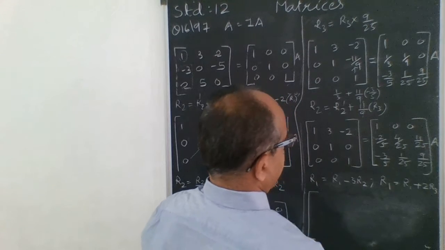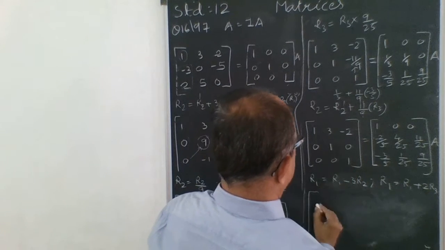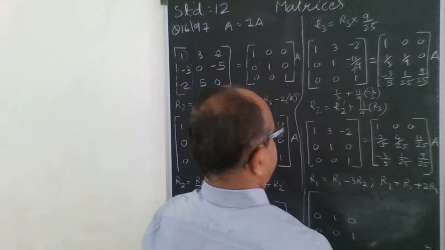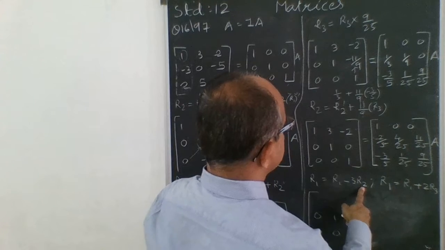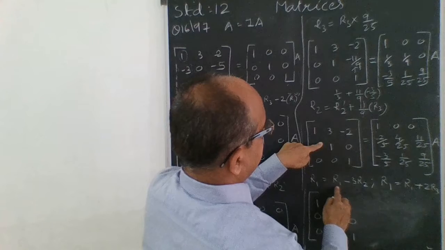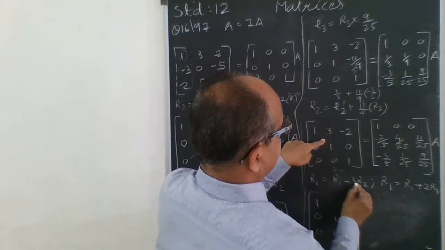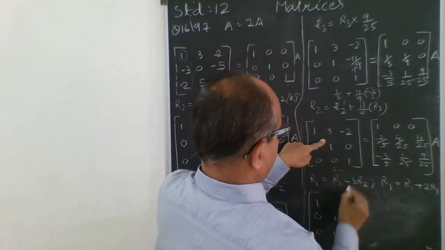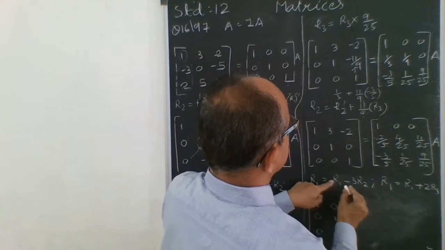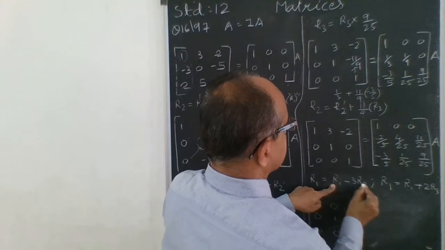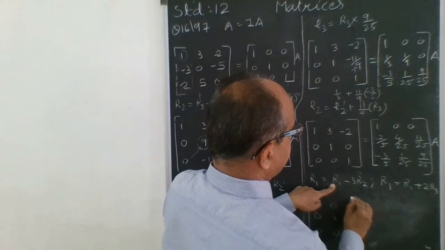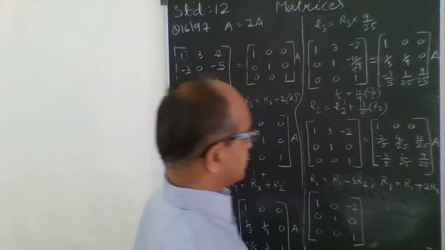So here we are not doing anything with this 0 1 0, 0 0 1, right? Now see R2 is 0 here, so this 1 will remain as it is, right? Then R1 is 3 minus 1 into 3, so that becomes 0, and R2 is 0, right? So that remains minus 2. Yes?